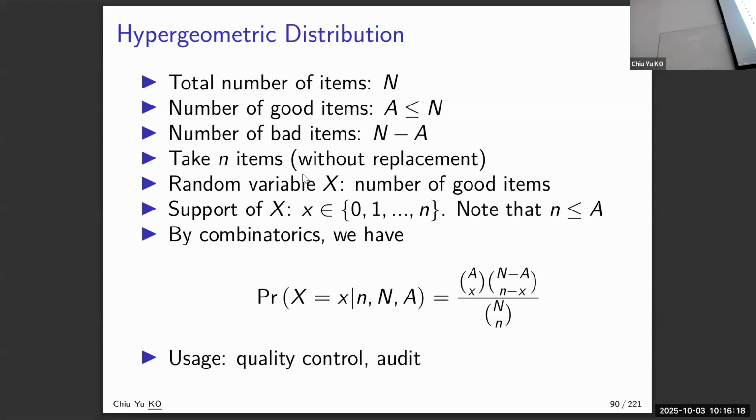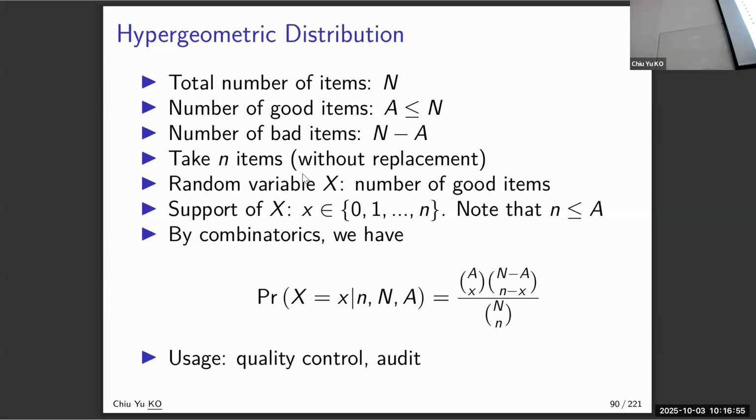Or you go to audit, you look at the warehouse, and if you check the inventory, you take out something and check it and put it back, you will not be allowed to pick the same thing. You're not allowed to check the same thing again. Then that means you are not doing independent sampling. So each draw is not independent. So you have dependent draw, and that relates directly to our hypergeometric distribution.